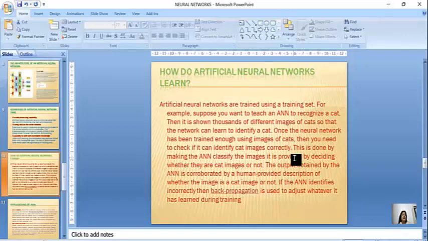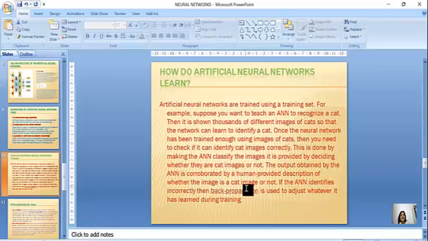This can be done by making the ANN classify the image. It is provided an image, and it decides whether that particular image right now given is a cat image or not. The output obtained by the ANN for this experiment is then compared with the human-provided description of whether the image is a cat image or not.